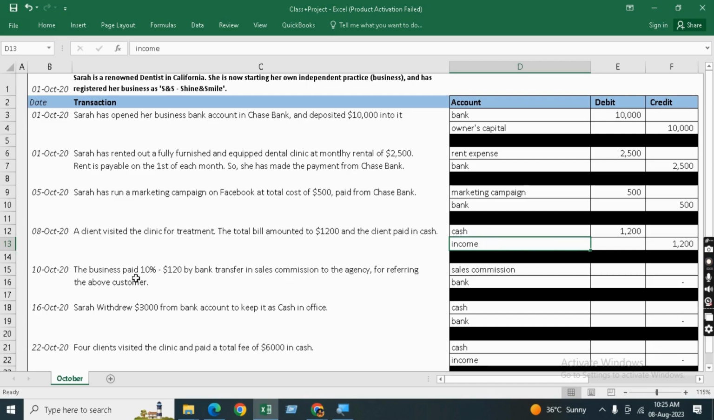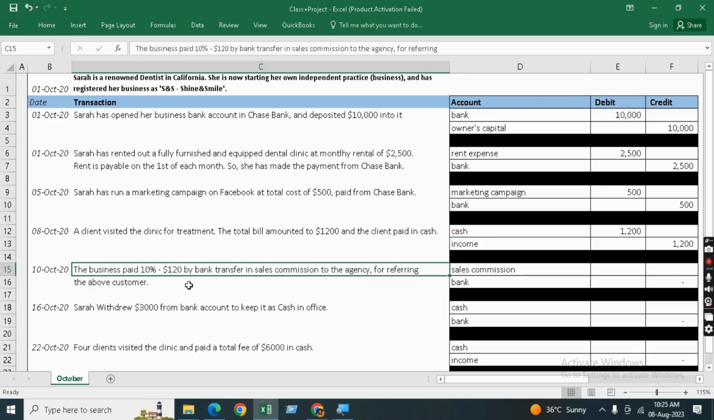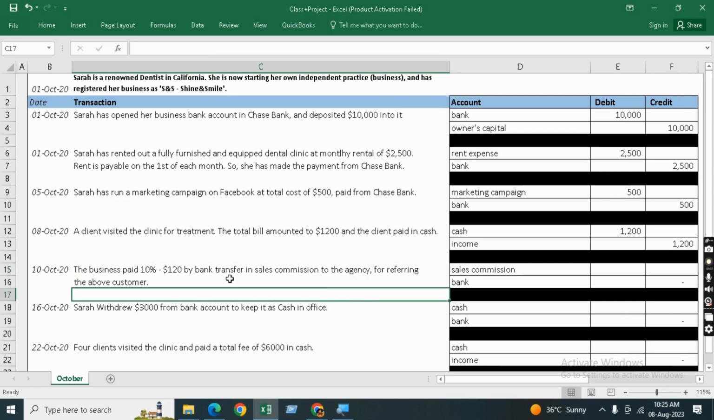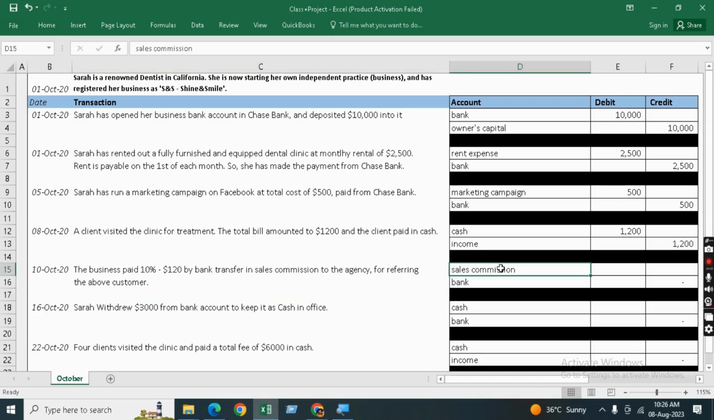Moving to the next transaction, the business must pay 10%, which is 120, by bank transfer in sales commission to the agency for referring the above customer. The business signed with the agency for referrals, for which the business pays 10% of each referred customer. So in this case we have to record the sales commission. Sales commission is a kind of expense, so it will be debited by 120 in the ledger of sales commission. And since we paid this amount by the bank, the bank will be credited by $120.